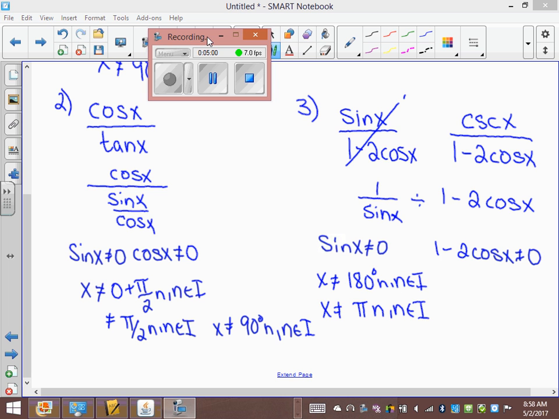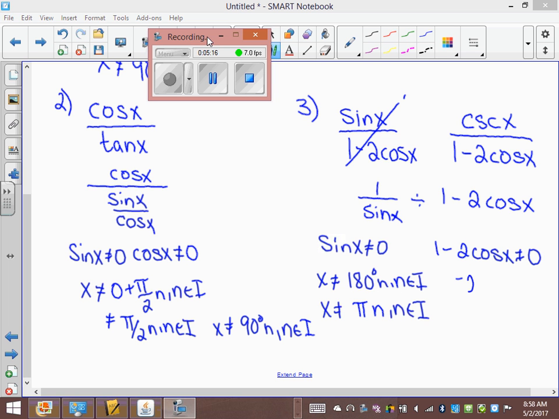Yeah. So if it's just sine, then we just do the 1 minus 2 cos. Yeah. This wouldn't exist. So in your question, this wouldn't have existed. I just wanted to go over if there was a reciprocal identity, what would you do?